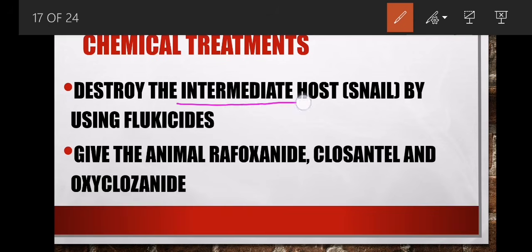destroy the intermediate host. What is the name of the intermediate host? Remember, snail, using fluticide. Once you destroy the intermediate host, it simply means that the liver fluke will not be able to finish its life cycle. Because for it to finish its life cycle, the cercaria must enter what? The snail. So what you do, destroy the intermediate host.